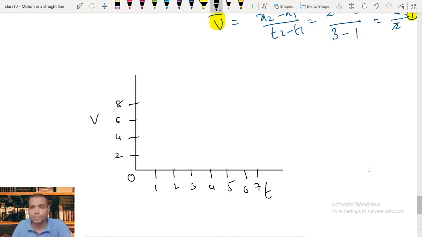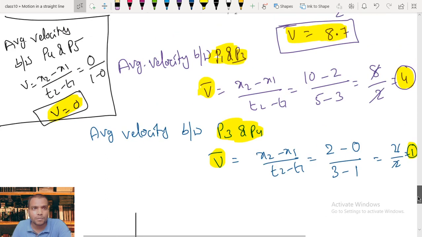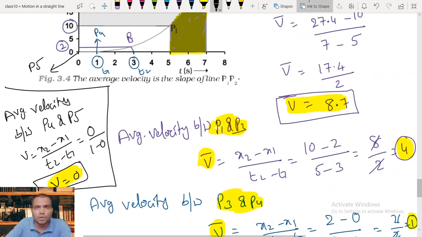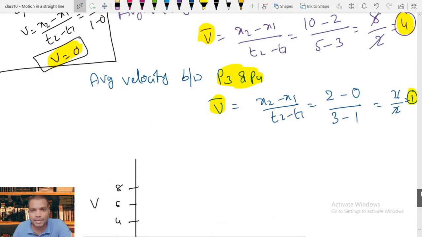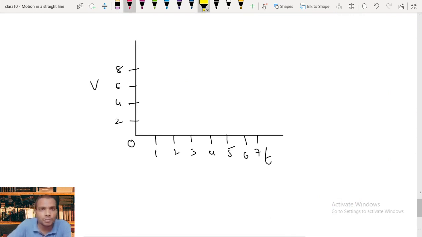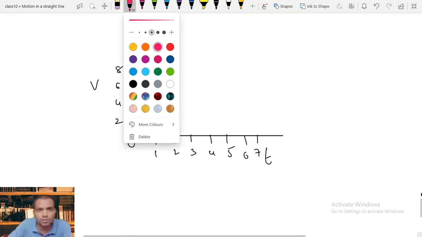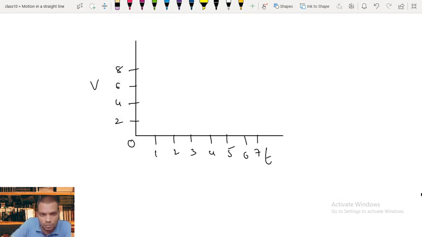Now from the graph, between P4 and P5 is nothing but in the time axis between 0 to 1. So between 0 to 1 the velocity equal to 0. How can I represent that? I need to represent between 0 to 1 the velocity equal to 0. So I put that 0 to 1 the velocity equal to 0.